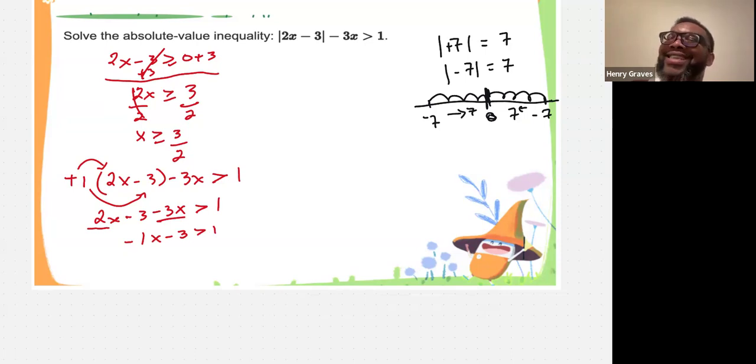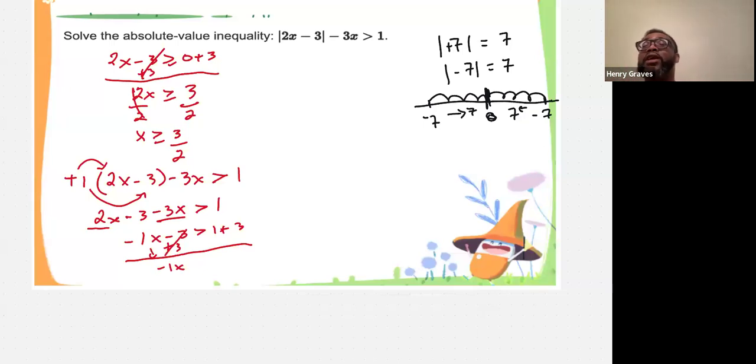Yes, that's right. Thank you, Stephanie. Well, it's been that kind of day, huh? Negative 1x is greater than 1 plus 3, which is 4. Now, that's right. Thank you, Jenny. You remembered, because I'm going to divide by a negative number, right? I'm going to have to flip that symbol. So I'm going to have x is less than negative 4.